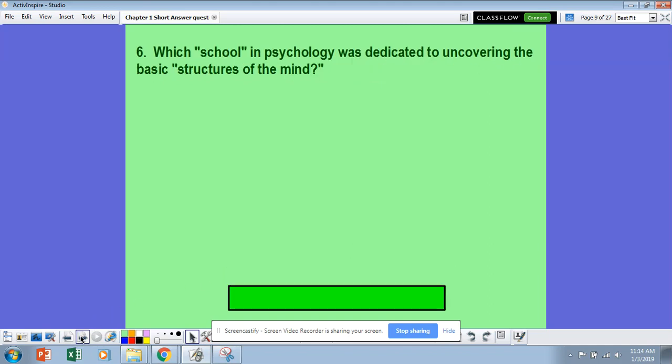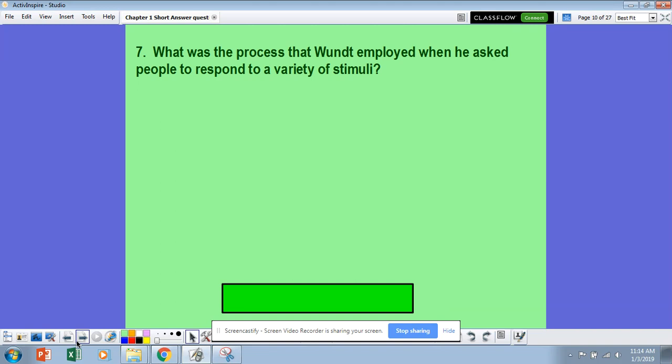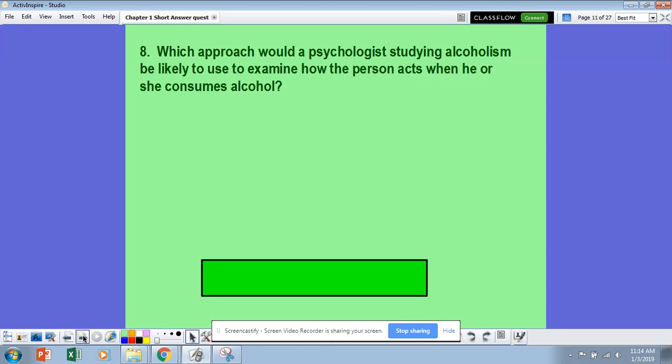Number 6, which school of psychology is dedicated to uncovering the basic structures of the mind? And that is structuralism. Number 7, what was the process that Wilhelm Wundt employed when he asked people to respond to a variety of stimuli? And that was called introspection. Number 8, which approach would a psychologist studying alcoholism be likely to use to examine how the person acts when he or she consumes alcohol? And that would be the behavioral approach or view or perspective, depending on how you want to say that.